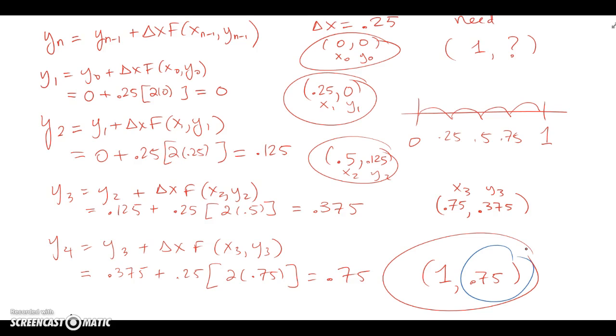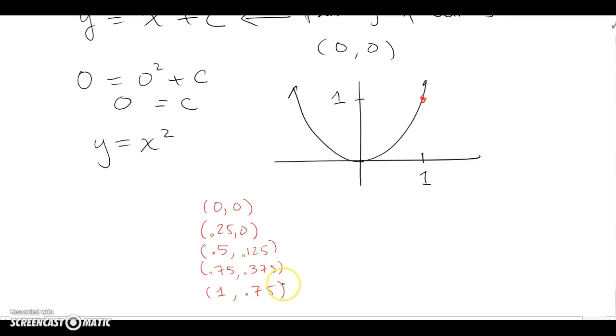Let's go look at what happened. So these are the ordered pairs that I got through Euler's method. This was my initial condition, then I got 1, 2, 3, 4. I had to go 4 steps to get to my approximation.